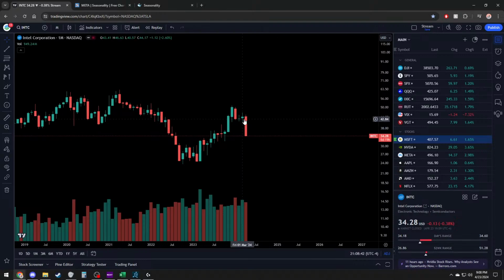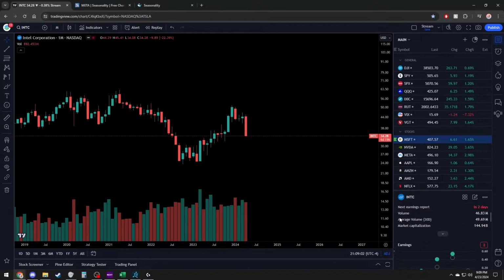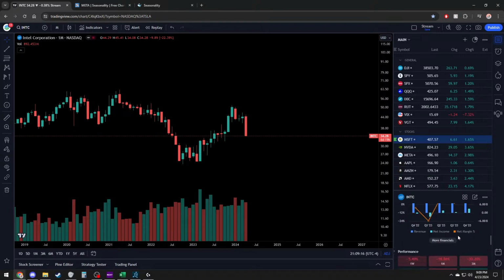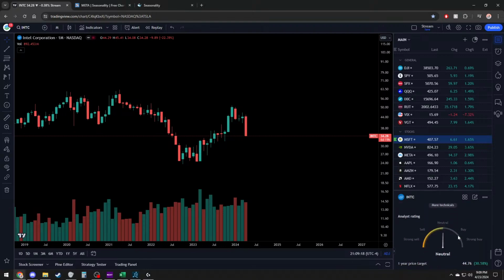The last time we've had a drop like this on Intel, this was back in 2022. Usually a drop like this is superseded by further declines in price. Doesn't mean we can't have a pop back up here, but this is looking a little rough. So pretty much they're just looking at the earnings estimates here. You could see that the earnings aren't looking great. So something's going on with Intel. I haven't really looked into it as far as the fundamentals go.